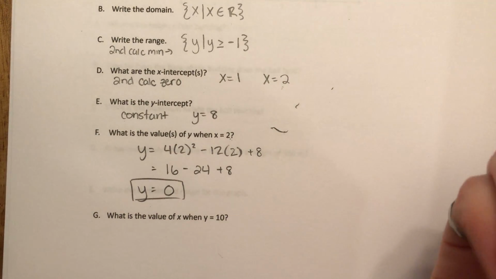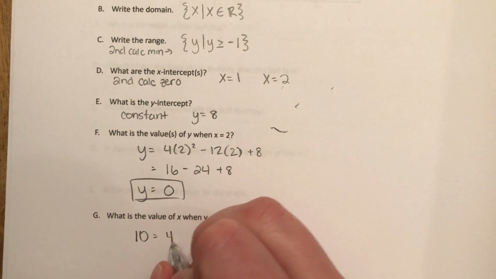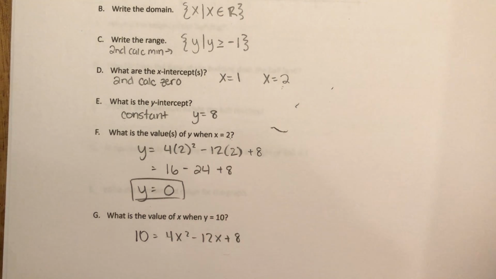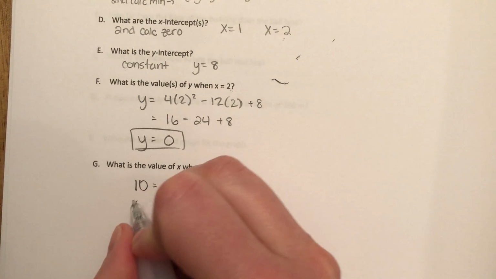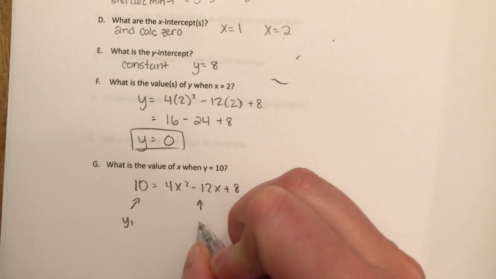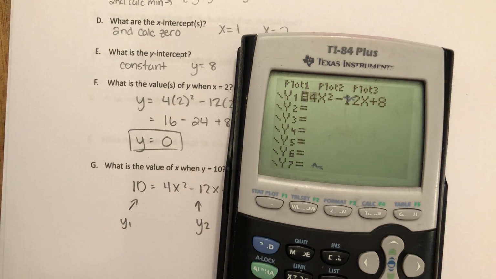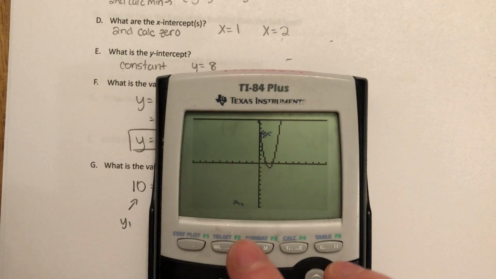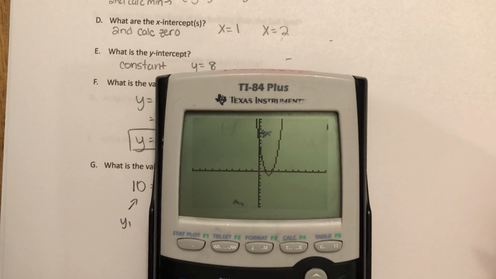What is the value of x when y is equal to 10? That means we want to plug a 10 in. What we could do is grab this as y1, and grab that as y2. If I want to figure out where it's equal to 10, I'm going to graph a line at 10. I'm going to change my window a little bit so I can actually see it. Change my y max to 15.